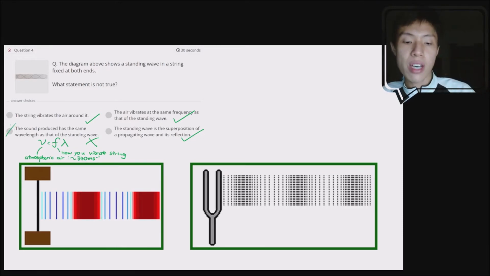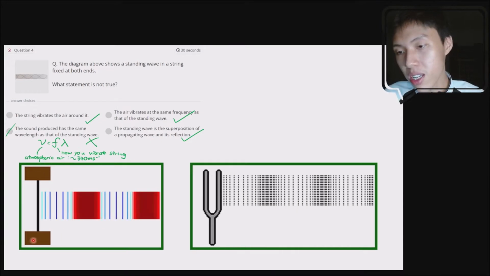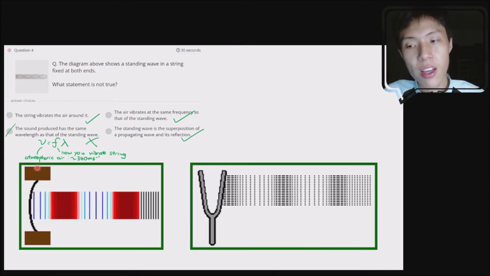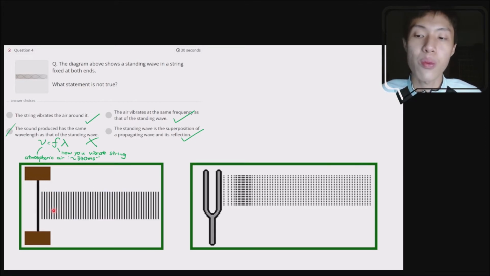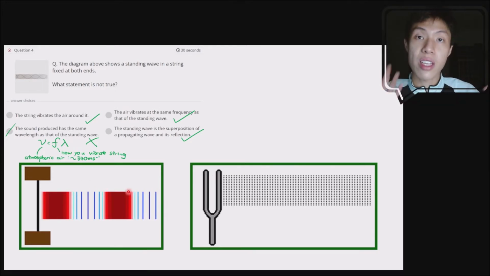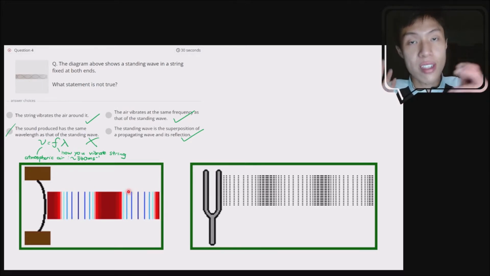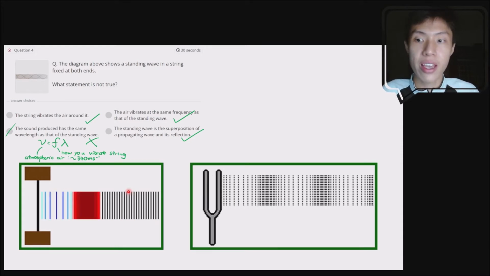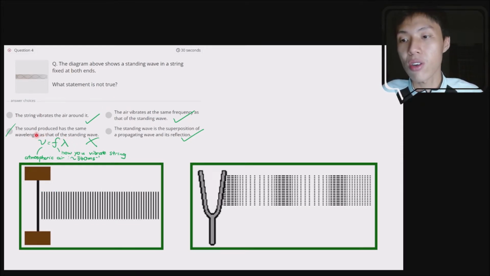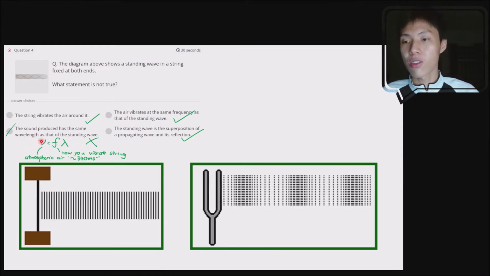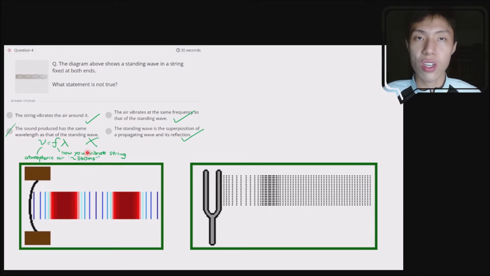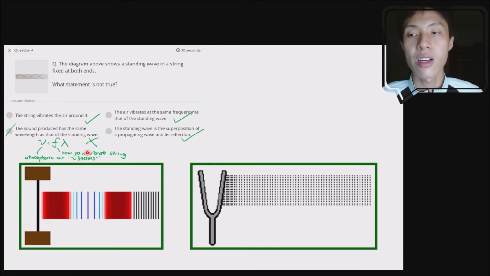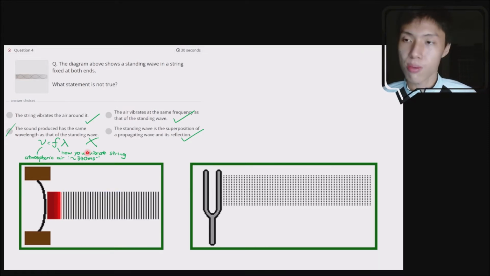Okay, so the statement that is not true is this one. Remember, the wavelength of the standing wave produced on the string is not necessarily the same as the wavelength of the traveling wave traveling through the air. You have to think of it as a different wave. So they have the same frequency but different wavelengths. So how do you determine the wavelength? It depends on the wave speed. The wave speed in a medium, if it's atmospheric air, is usually 340 meters per second. Okay, so that's all for this question. Let's move on to the next question.